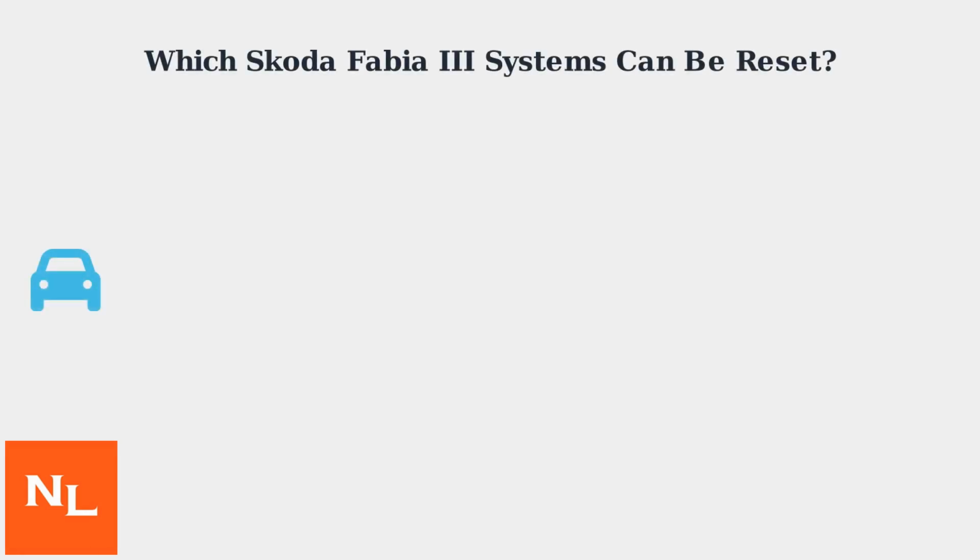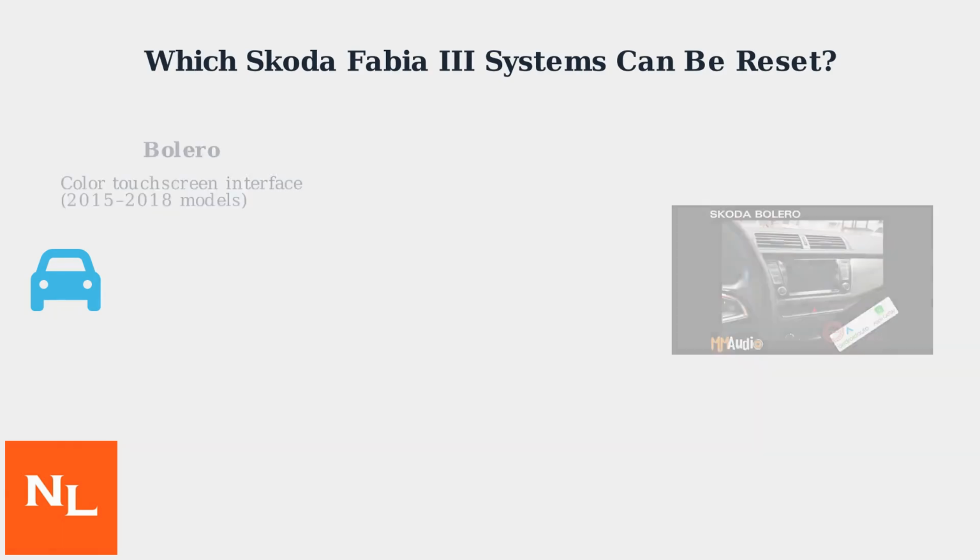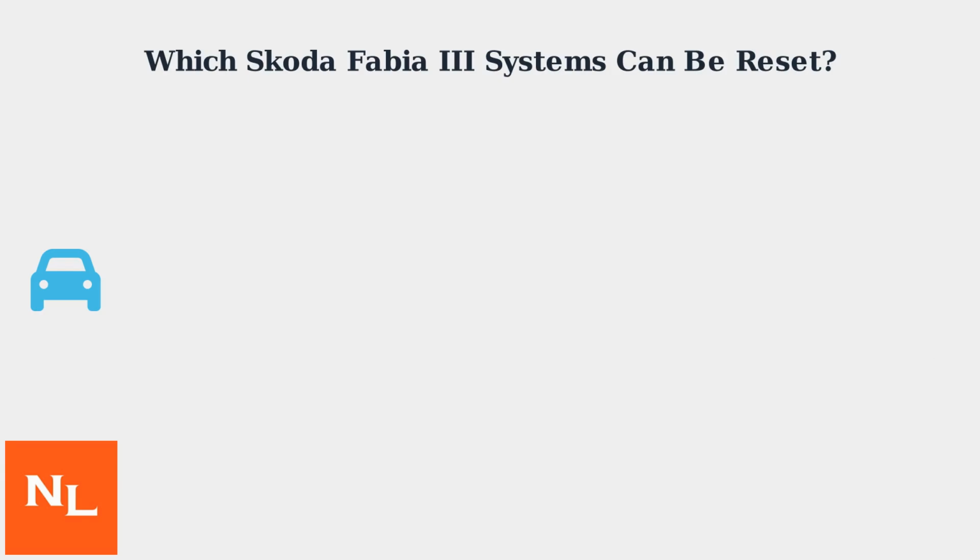The Skoda Fabia III, produced from 2014 to 2021, features one of 3 infotainment systems that can be factory reset. The Swing system offers basic radio functionality with a monochrome display, available in models from 2014 to 2018. The Bolero system provides a color touchscreen for enhanced control, found in 2015 to 2018 models. The Amundsen system includes advanced features like navigation, available from 2015 to 2021. The factory reset procedure works for all 3 systems, though menu names may differ slightly depending on the version.